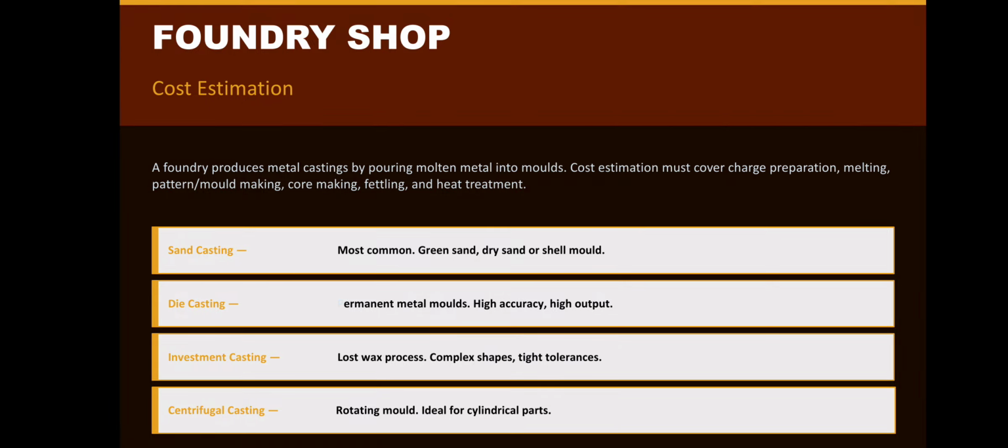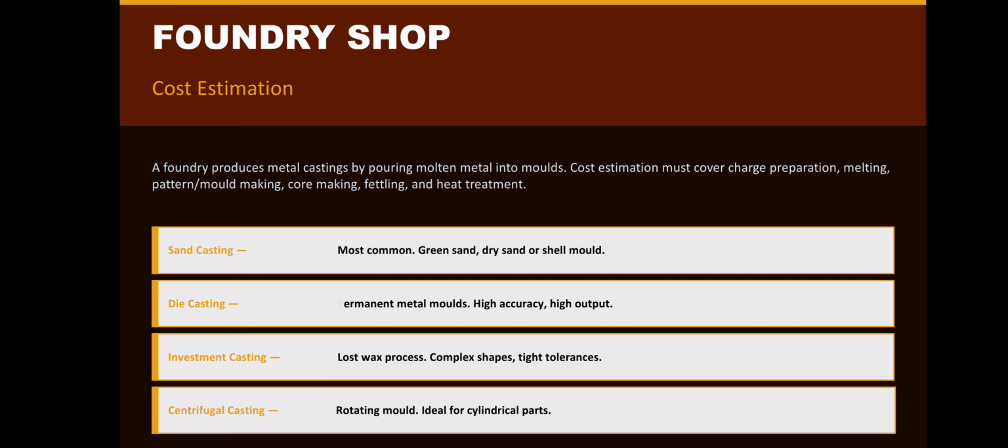The foundry shop also includes cost estimation. The cost estimation of foundry shop includes: a foundry produces metal castings by pouring molten metal into molds. Cost estimation must cover charge preparation, melting, pattern, mold making, core making, fettling, and heat treatment. So the foundry shop also includes the material cost, labor cost, direct expenses, overhead expenses, etc.